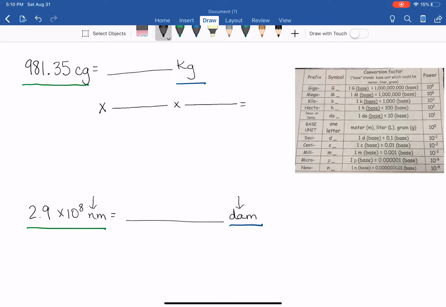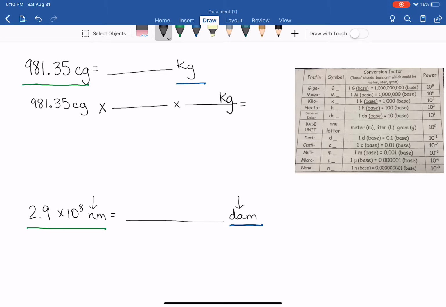The next step is going to be writing down the units and the given number. So I'm taking 981.35 centigrams, and then I'm going to write down my desired units, where I'm trying to get it to go to, so that kilograms is going to go on the top right.